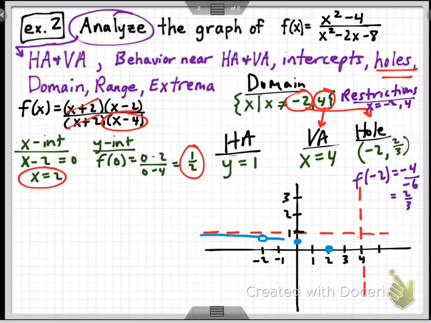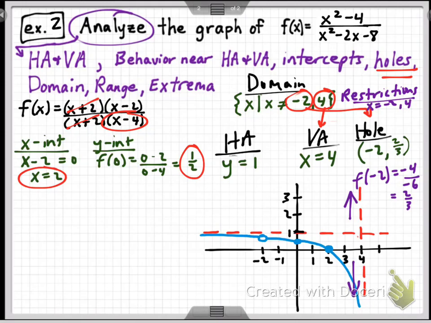Right through the hole, right through the y-intercept, right through the x-intercept, and the only way it could possibly look is like that, because behavior near vertical asymptotes, I think I may have mentioned this in the last video, is always either the y values going down towards negative infinity or up towards positive infinity.